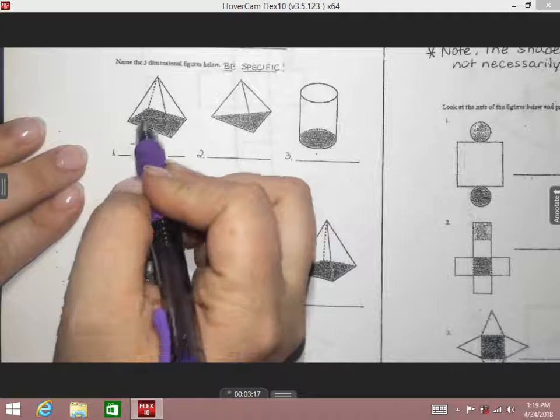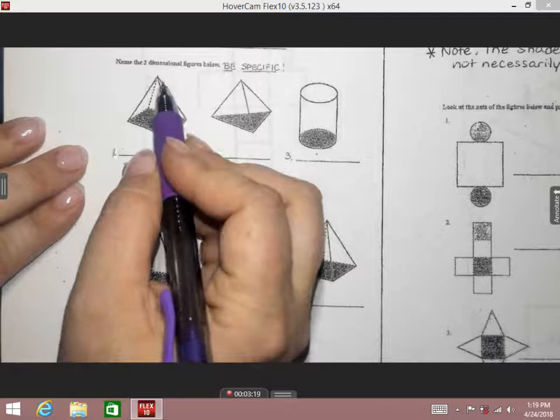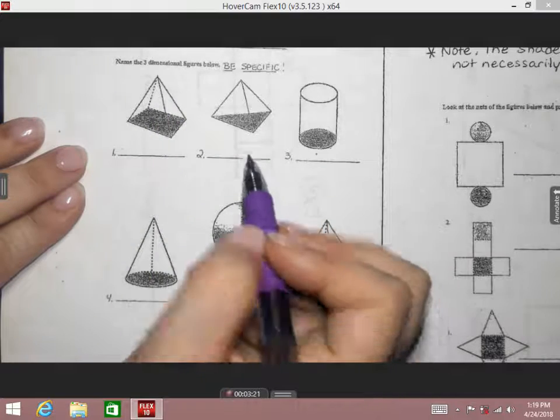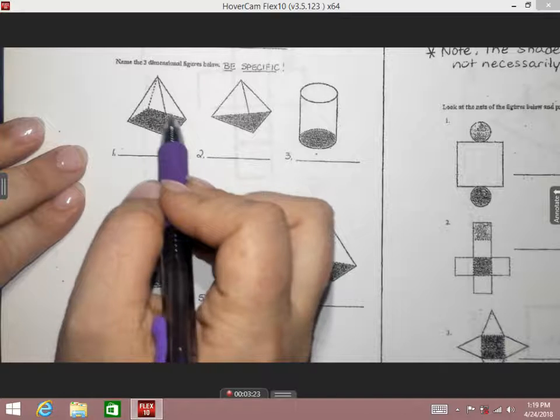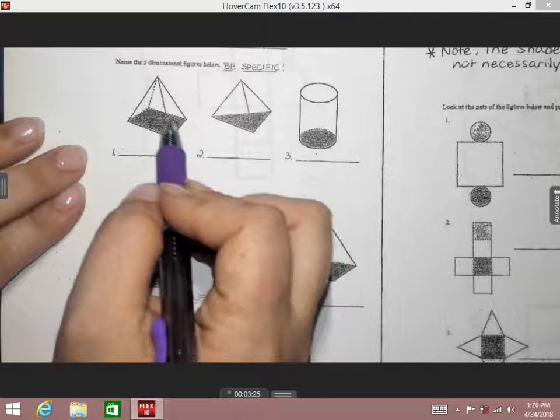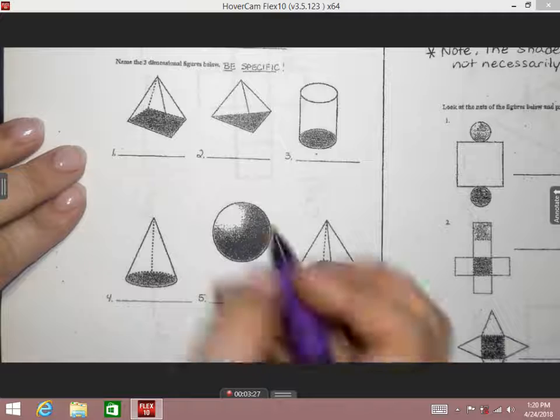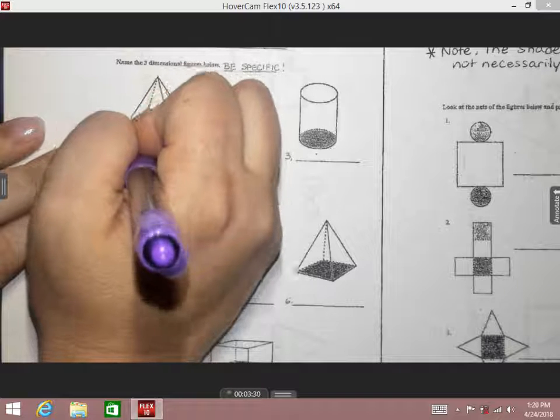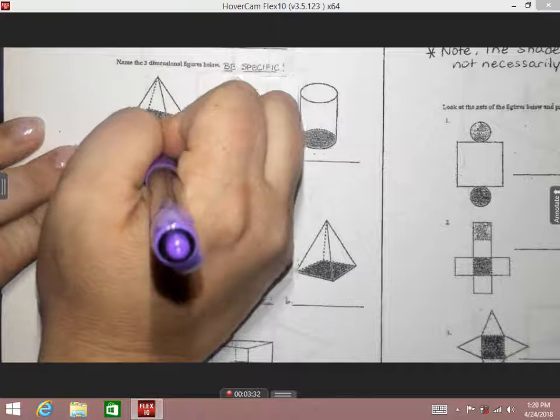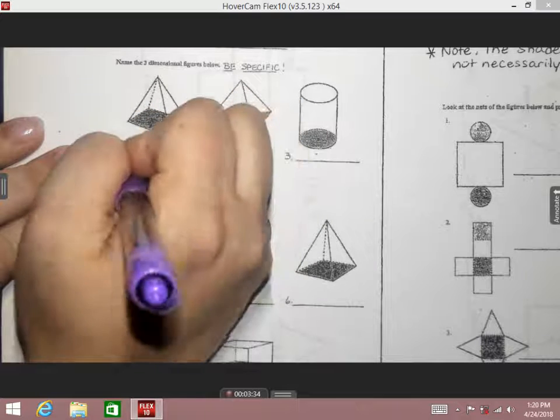we do need to work on memorizing them. So if you notice, this shape comes to a point. So it's going to be a type of pyramid. If I look at the bottom, what shape is on the bottom? It's a rectangle on the bottom. So this is going to be a rectangular pyramid.